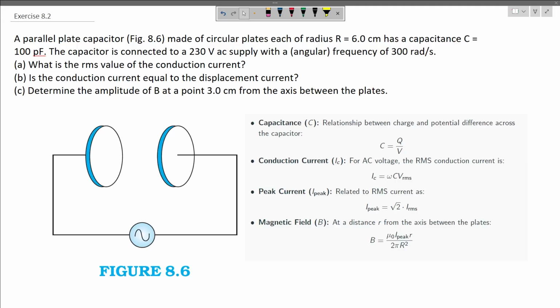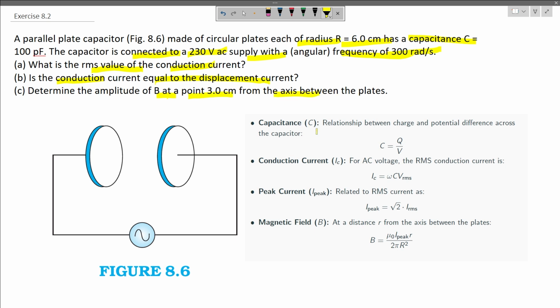The question says that a parallel plate capacitor in figure 8.6, made of circular plates each of radius 6 cm, has a capacitance C equals 100 picofarad. The capacitor is connected to a 230 volt AC supply with an angular frequency of 300 radians per second. Now we have to calculate the RMS value of the conduction current, and is the conduction current equal to the displacement current. And in the third question, we have to determine the amplitude of B at the point 3 cm from the axis between the plates.